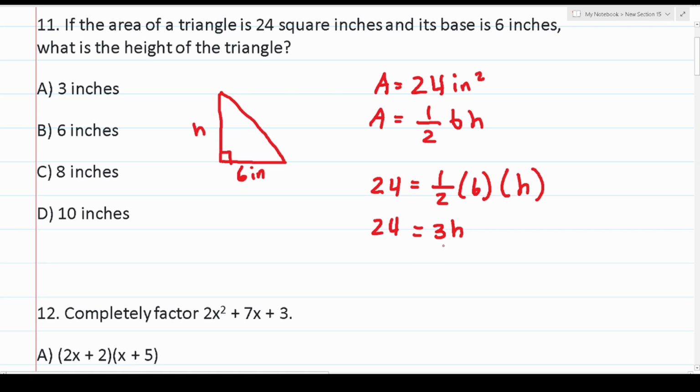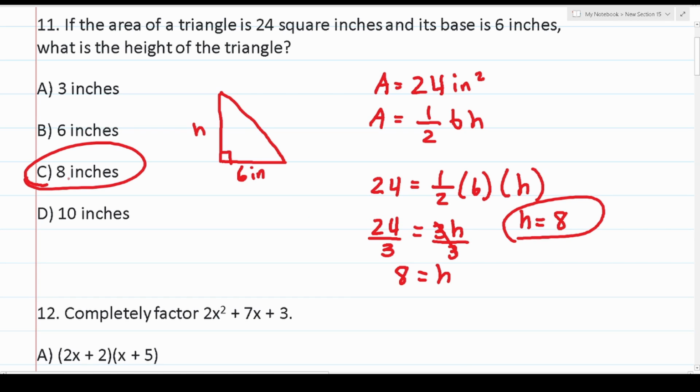In order to get h by itself, we're going to do the opposite of what this is. This is 3 times h, so we're going to divide by 3. This crosses out here, leaving you with just h on this side. 24 divided by 3 is 8. And in math, it's customary to write the variable for which you solved on the left. So this is h equals 8, which, as we can see, is C.